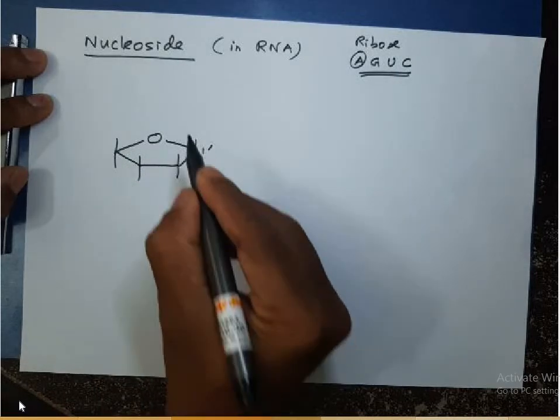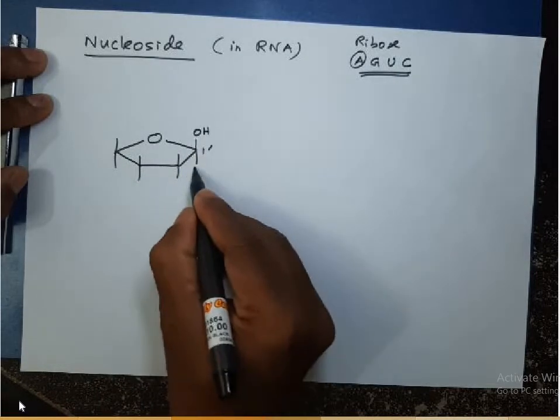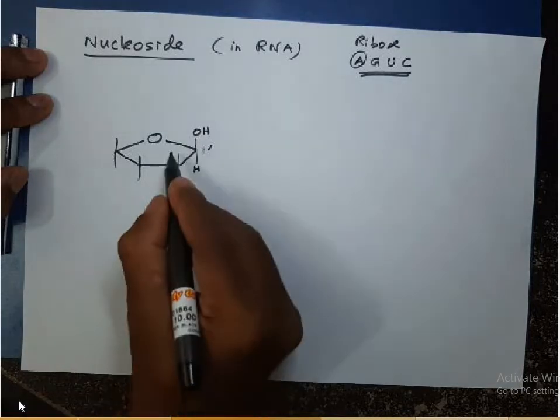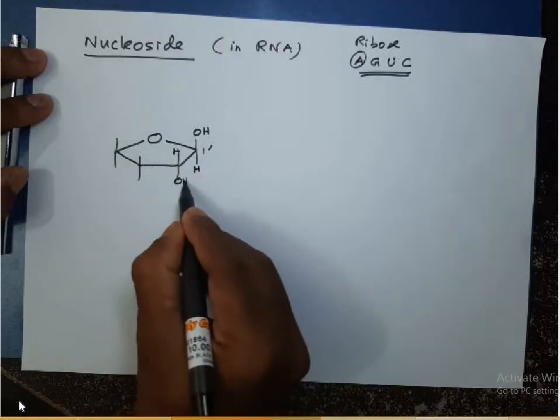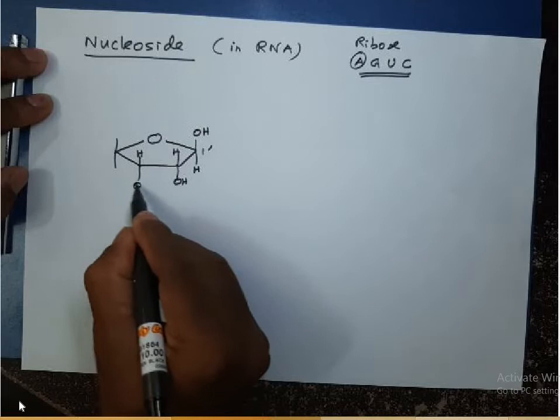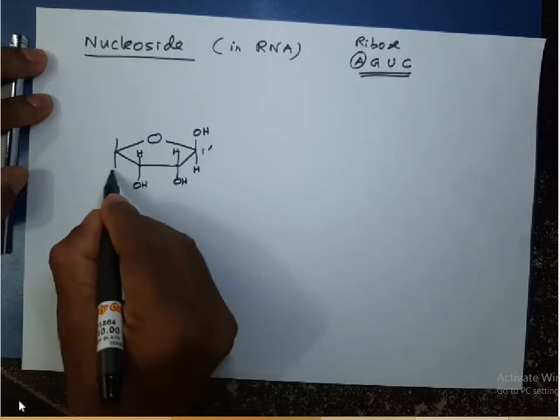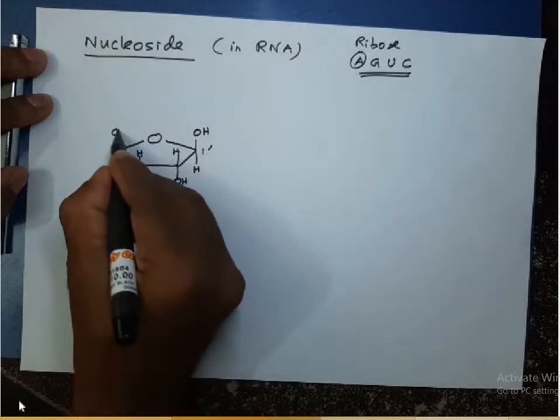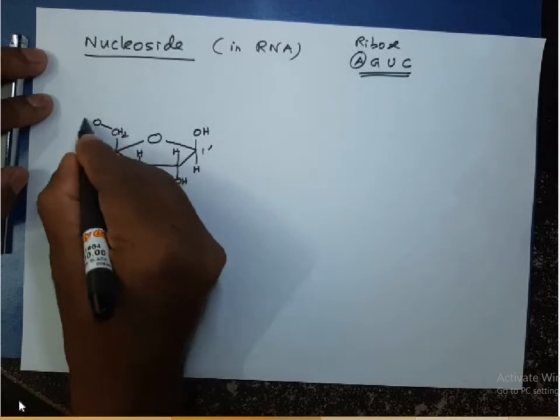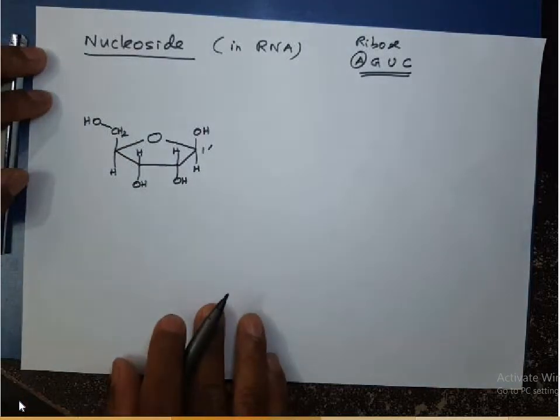In 1' carbon, we have OH group above the ring. That's why it is called beta. Then we have OH group below in the second carbon, OH group below in third carbon. In fourth carbon, hydrogen below, CH2OH above. This is ribose sugar.